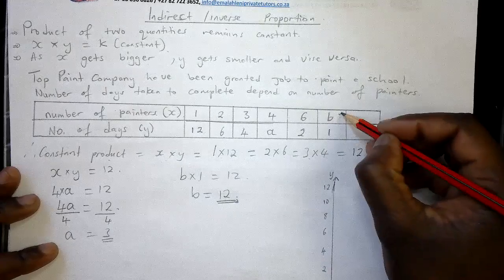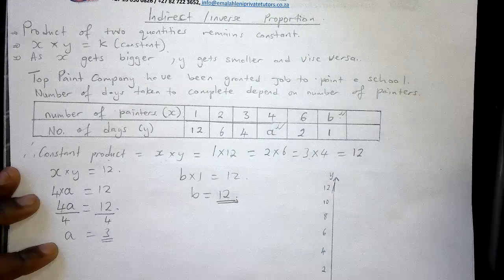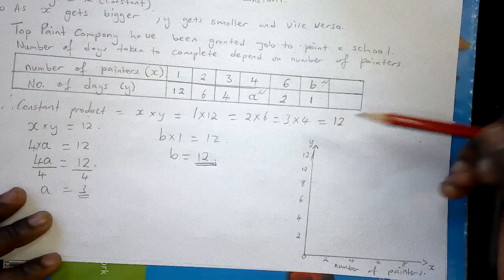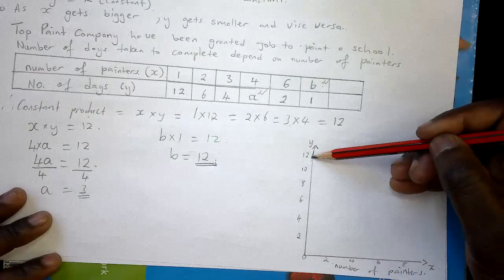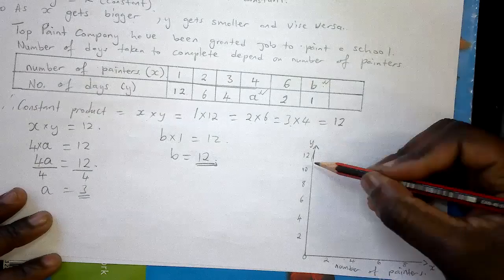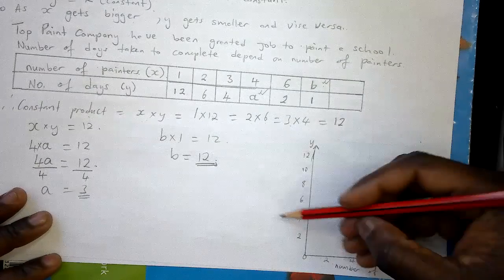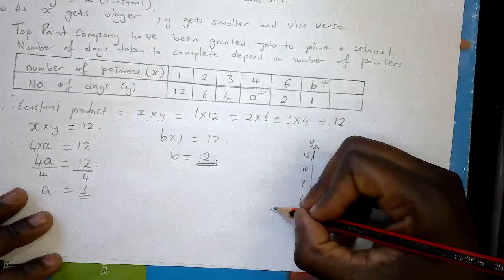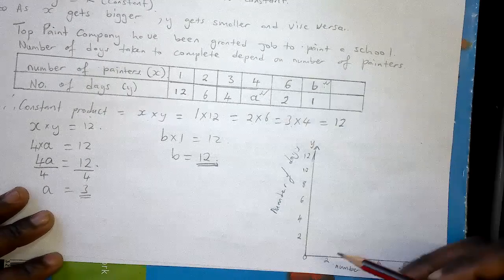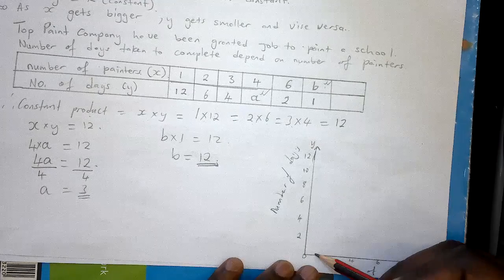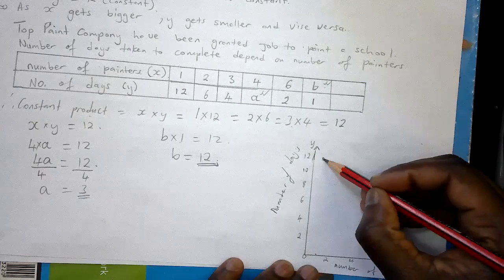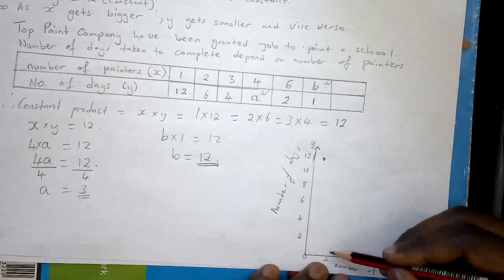Okay, so we have got this and we also have this now. I hope you guys understand this part. Now let's see how it looks. We're saying when the number of painters is one, then we look at the number of days. If it is one painter, it takes 12 days. But what about two painters? They take 6 days.